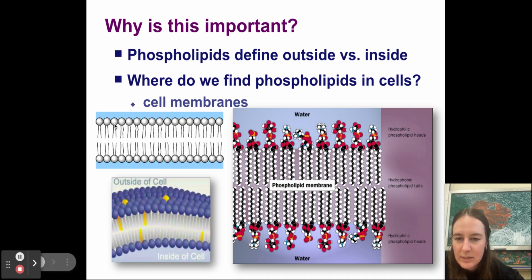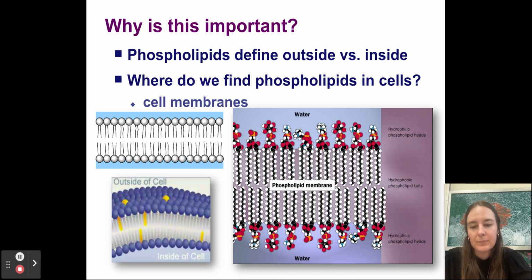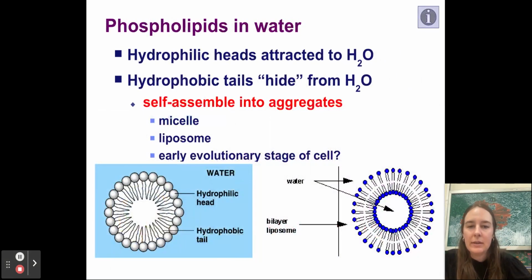So again, we kind of see a picture here. Here's one phospholipid, 2, 3, 4. Notice that the hydrophilic heads, the water-loving heads, face the water. The hydrophobic tails face inward. And this creates a really strong barrier where water can't really get in or out super easily. So it creates this membrane surrounding all of your cells.